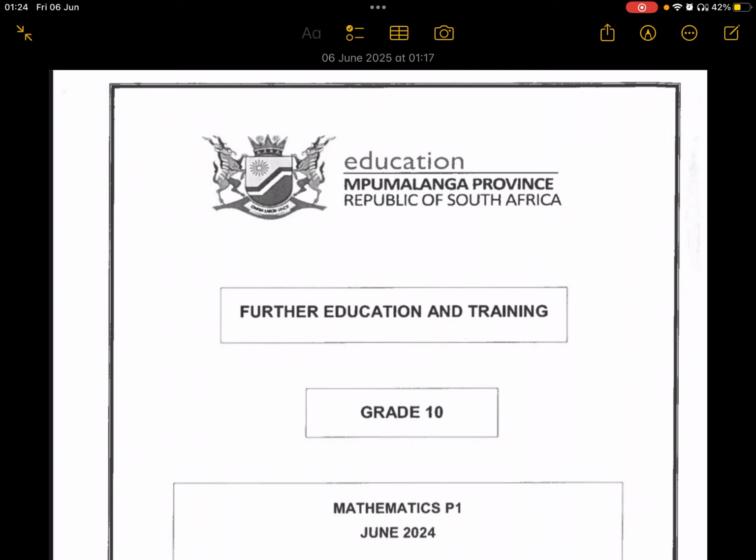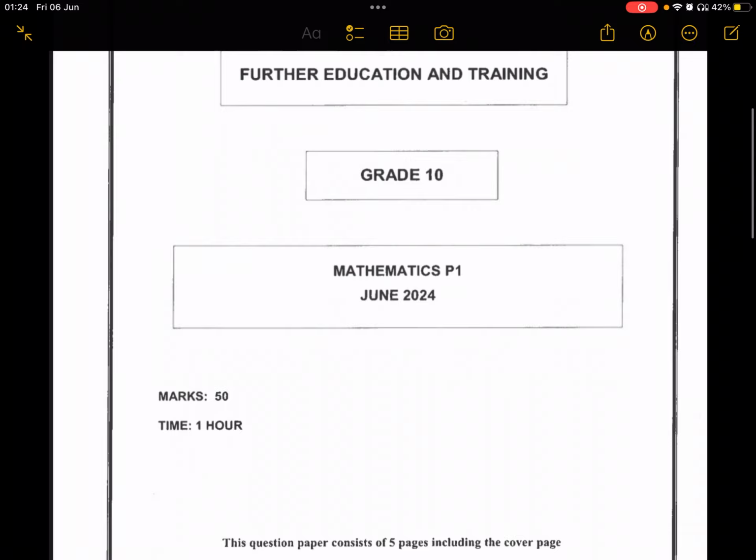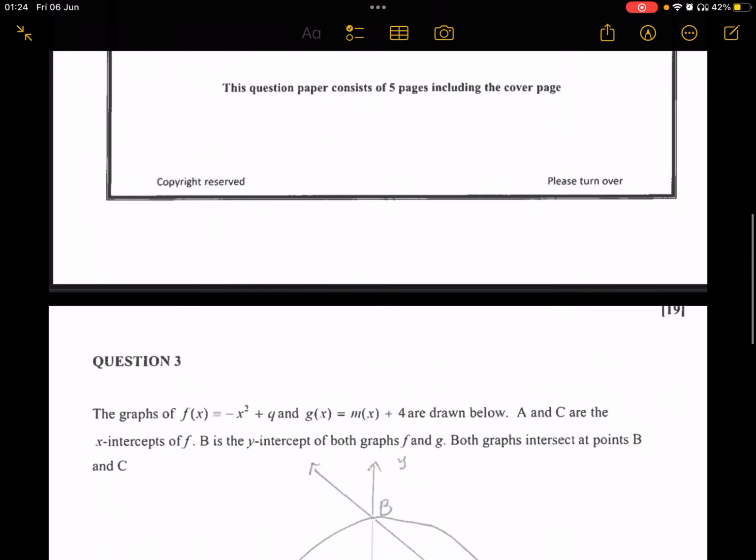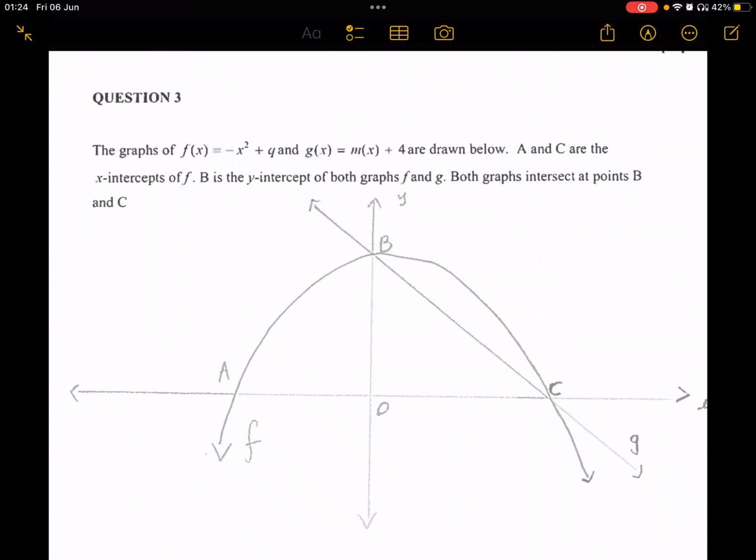Today we're looking at Grade 10 Maths Paper 1, June 2024 exam paper, and our focus will be on question 3, which is functions. We're given the graphs below: f of x is equal to negative x squared plus q, and g of x is equal to mx plus 4, drawn below.